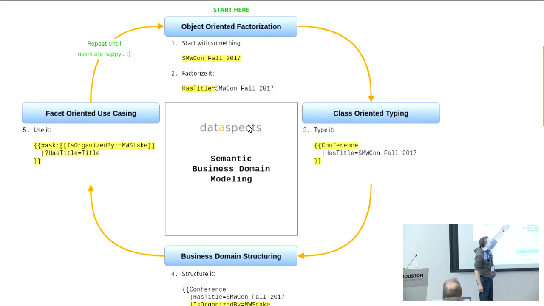The first thing we do is factorization. So SMWCon Fall 2017 is a title. At the outset, it's just a title. That was object-oriented. Now you go to class-oriented and say it's a title of what? And you say it's a title of a conference. And now you just have to accept that for the time being. We add the type not as a property, but as a template name. You will see afterwards in my ontology how that works. So you include has title equals SMWCon Fall 2017 as a field in a template called conference.